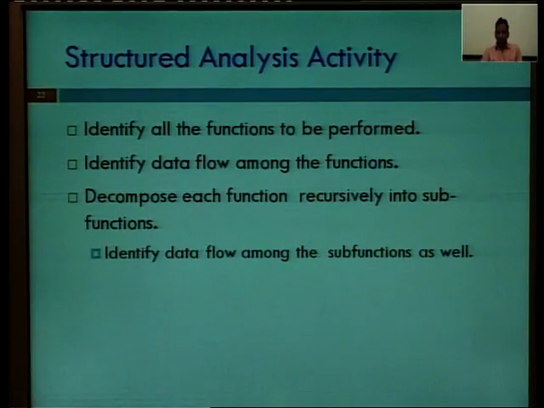Here we will discuss the first one, the structural analysis activity. In the structural analysis activity, we first identify all the functions to be performed by the system. Because we are identifying the different functions, the different activities to be performed by the system, this design approach is also known as the functional oriented approach.